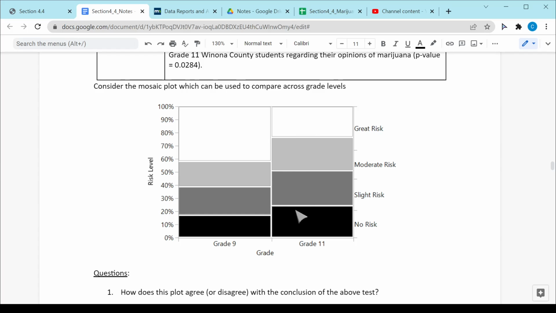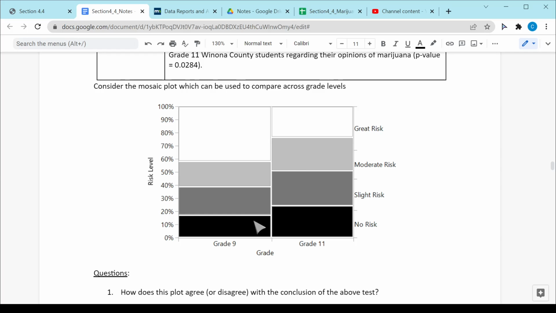So are the patterns kind of sliding back here? It looks like the slight risk is pretty much the same, pretty much equal there. Moderate risk maybe is a little bit bigger here for grade 11. What's probably happening here is some of these great risk kids now think it's just a moderate risk, right? So I would anticipate if this box is getting smaller, they're probably sliding into the moderate risk box.